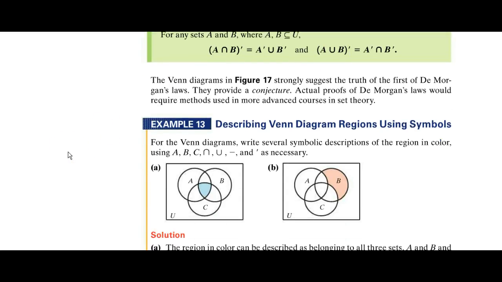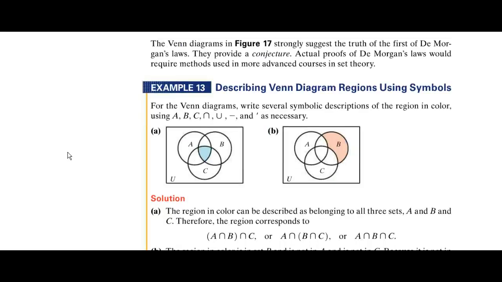Now figure 17 strongly suggests the truth of the first of De Morgan's laws. They provide what is called a conjecture. An actual proof of De Morgan's law would require methods used in a more advanced course in set theory. Well, we've gotten pretty far so far, although I'm sure that it gets more complicated.